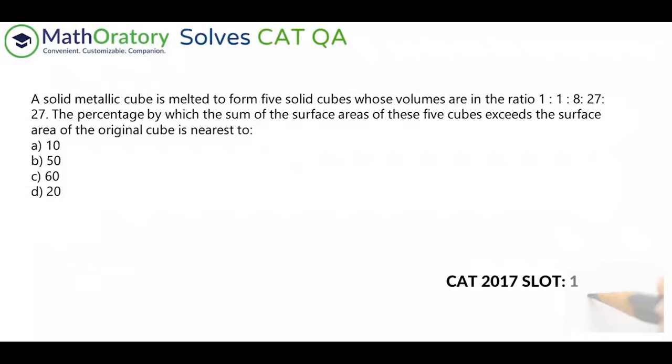So we have a solid metallic cube, which is melted to form five solid cubes whose volumes are in the ratio of this. Okay. The percentage by which the sum of the surface areas of these five cubes exceeds the surface area of the original cube. So in these kind of questions, it's typically you have to use similarity basics. I hope all of you are aware of it.